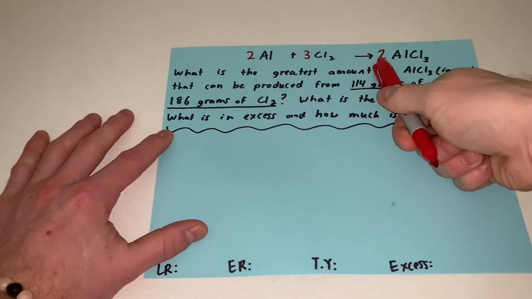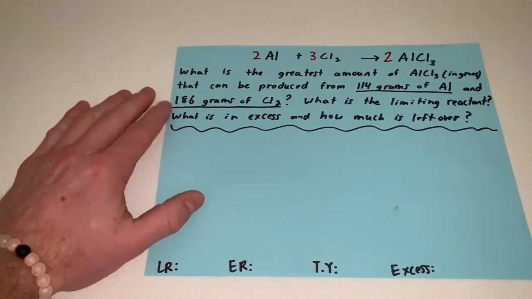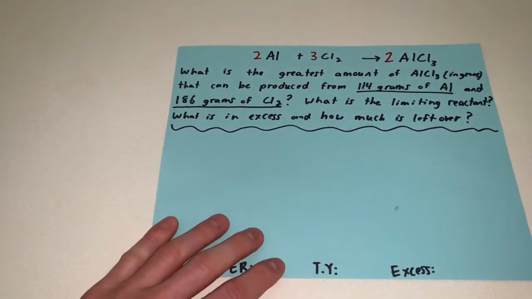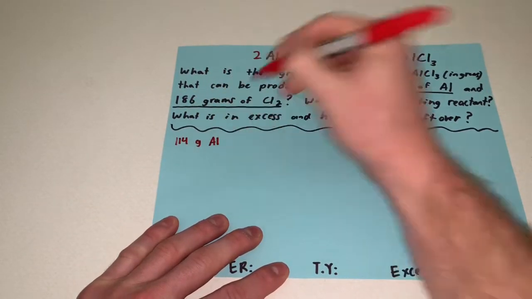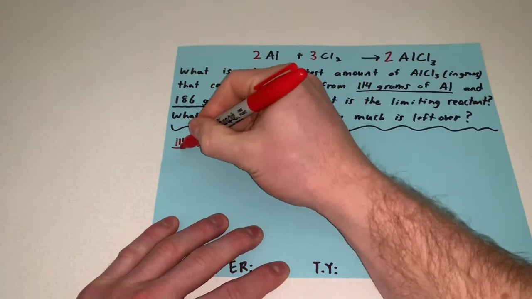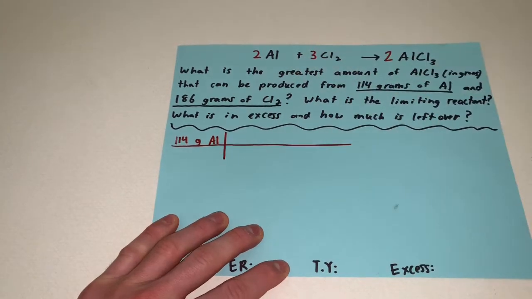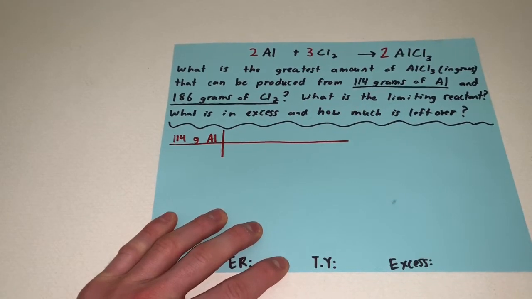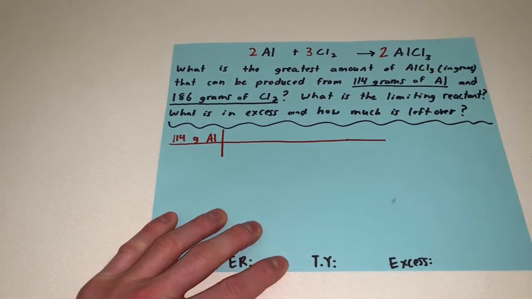Two aluminums, 6 chlorines, balanced. All right, so we want to see if we have 114 grams of aluminum, how much aluminum chloride can we produce? Now we're getting into the full length stoichiometry where you need to convert from grams of one thing to grams of another. So I'm going to walk us through that.